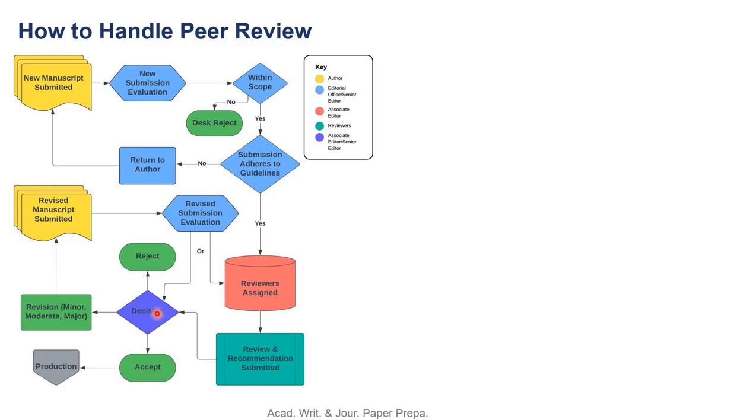And revision, which can be minor, moderate, or major. Authors are requested to revise and resubmit their manuscript. If the decision is revision, the author submits a revised version addressing the reviewers' comments. The revised manuscript is reviewed again by the same reviewers. Based on the second round evaluation, it could be rejected, accepted, or further revision can be requested too. If accepted, congrats, the manuscript proceeds to production.